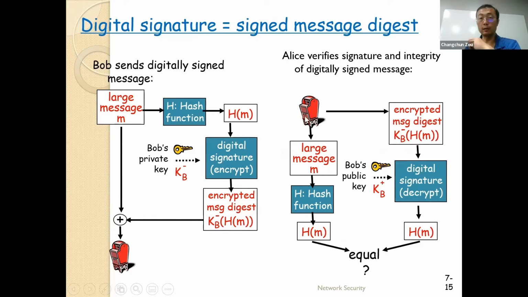So that's how the digital signature works in the real world. It goes through the message digest first. In this way, the encryption and decryption can be done very efficiently, only working on 20 bytes or 16 bytes of message digest. This page of slides is very important for you to understand digital signature. Any questions on this part?